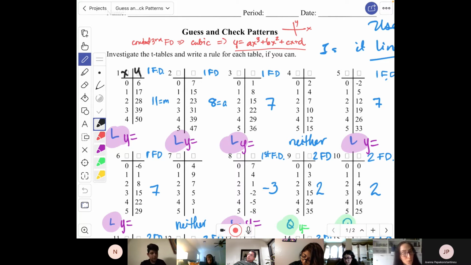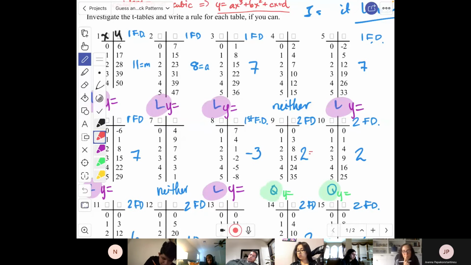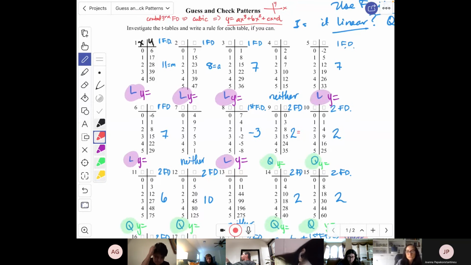No, not on the quadratic ones. Okay, so what in particular? Let's look at number 9. Do we remember for a quadratic function what we always set the second finite difference equal to? What did we derive? What did we say that represented in the equation? Can anybody help Ariana out? What did we say we set this number, the second finite difference, equal to? We derived it.